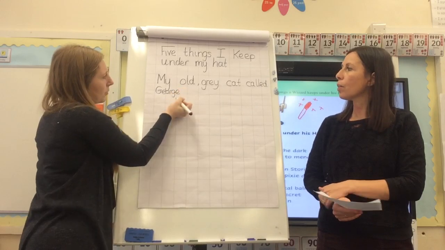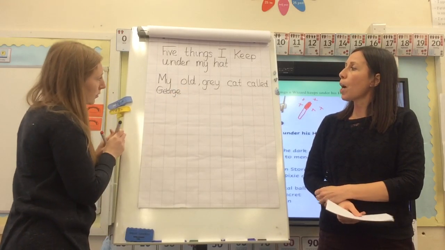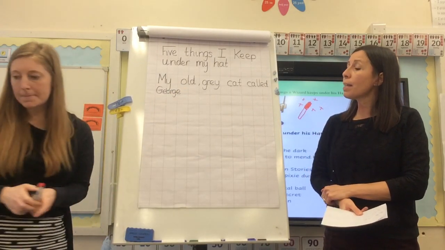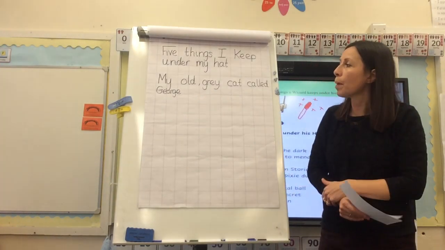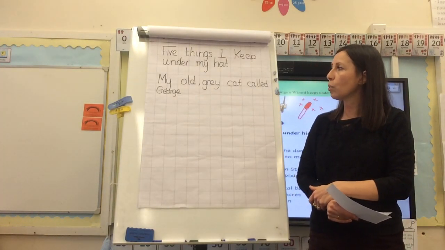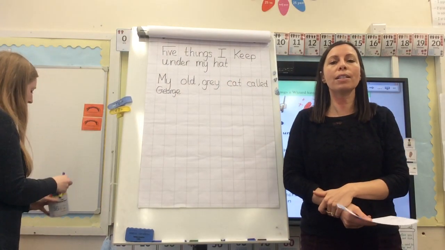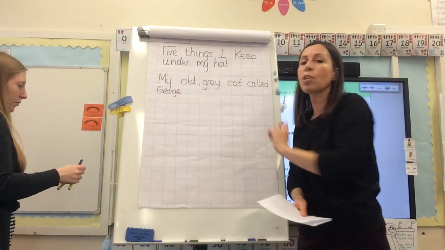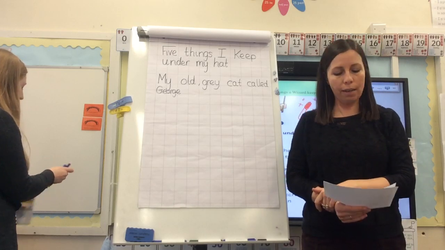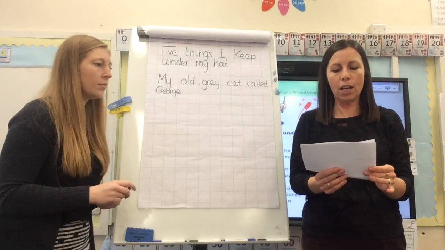Do I need a full stop, Mrs. David? No, because it's a poem, you don't need a full stop. In some poems they do put commas, but no. My old grey cat called George. That's my first idea. That's going to go on its own line. And the second idea will have its new line. It will start a new line, and we're going to do it in a different colour, so you might like to do that at home.